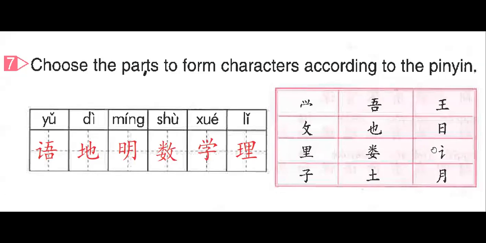For example, for the first one, we are using this one here and this one here. The second one, we are using this one here. And also we are using this one here. The next one, number 3, we are using here the radical for sun, and also this one here. Shu, in order to express this idea, we have this and this one here. Xue, this we have the upper part here and also here.